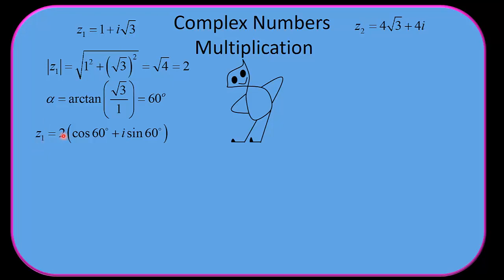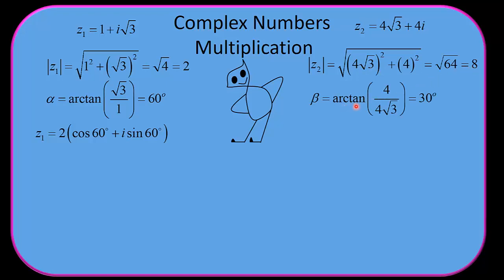So here's our complex number: z1 equals the modulus times cosine of alpha plus i sine of alpha. This is our angle right here. Now we do the same thing for z2. We get a modulus of 8. We find the arctan to get the angle, and we find it to be 30. So z2 can be written this way: 8 cosine 30 plus i sine 30 degrees. So we have successfully written z1 and z2 in trig form.